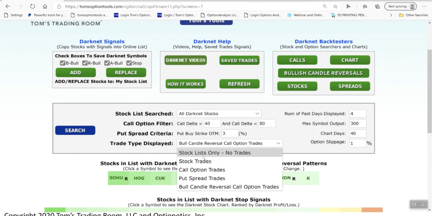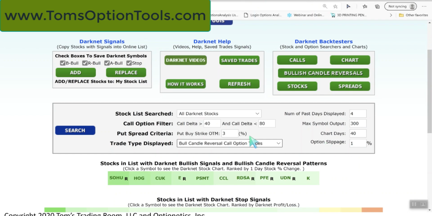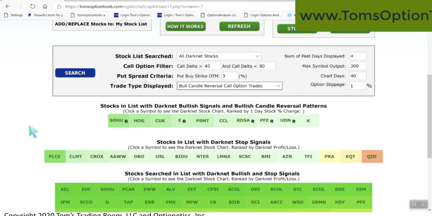What you want to do is click on the trade type displayed and select the bullish candle reversal call option trades. So we're not only looking for stocks that have a Darknet bullish signal, but are also part of a bullish candlestick reversal pattern, and we want to then see if there's a call option trade on that. And this scan will find those. It will have number of past days displayed 4. It'll leave that there, or change it to 4 if yours is not already done so. And we're just looking at a chart over the past 40 days. And the option choice that we're looking for has a 1% slippage. So we're looking for tight liquidity there based off slippage.